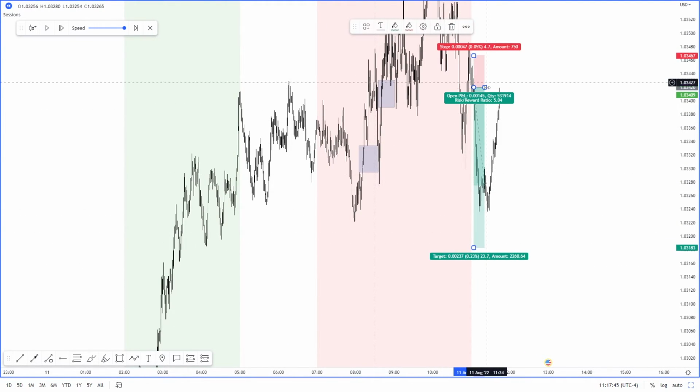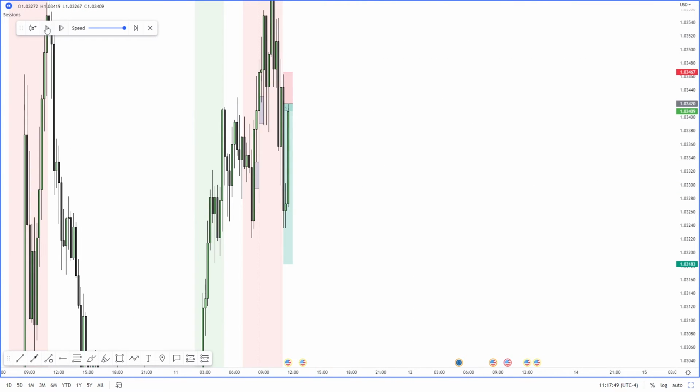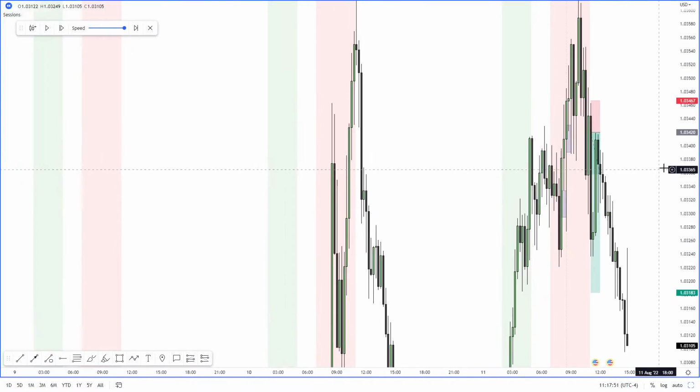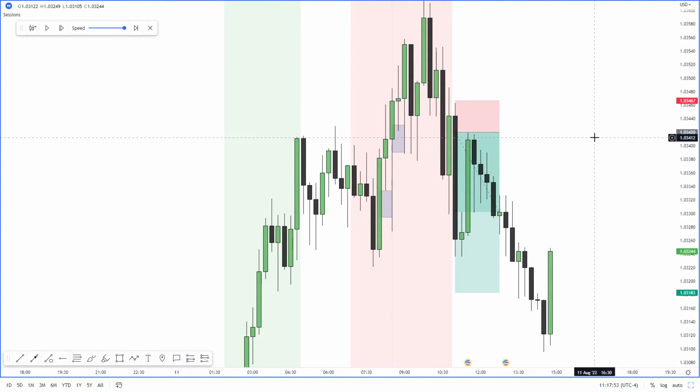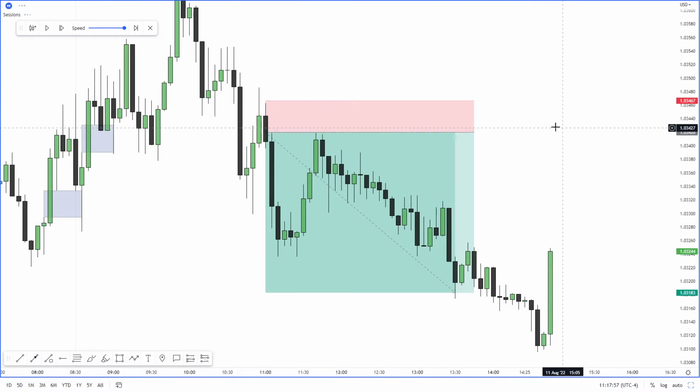Going for 5R would have been there. Let's see if it actually works out or not. Because if I remember correctly, yeah, it does. Yeah. It did retrace a bit too much there. That would have been complicated to hold. But yeah. So what is it that we have?